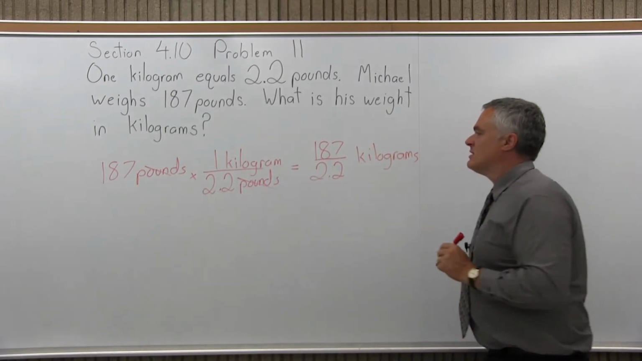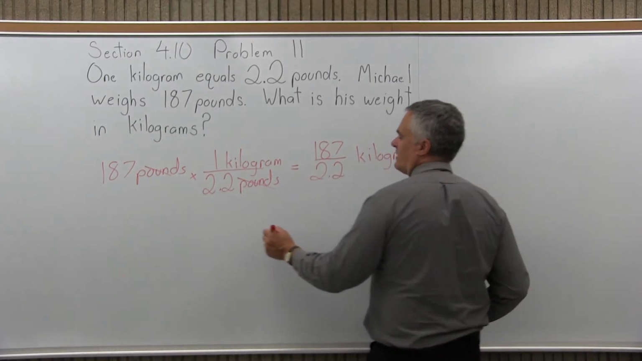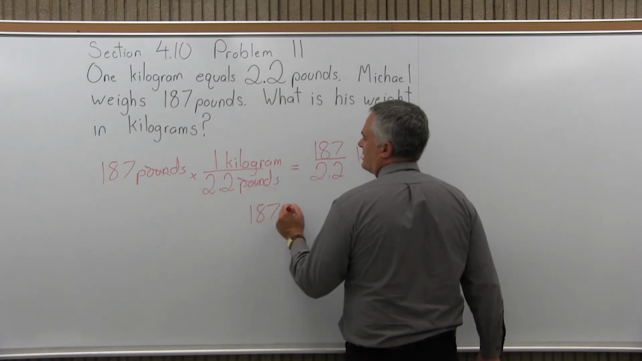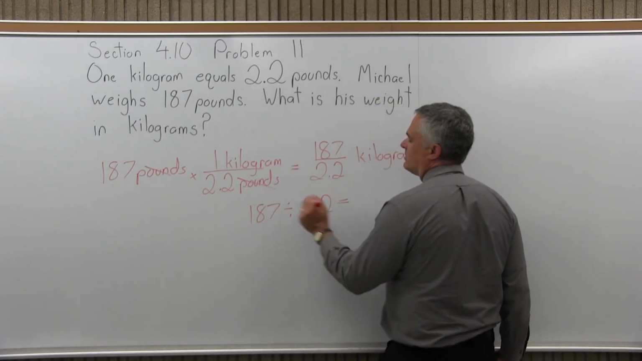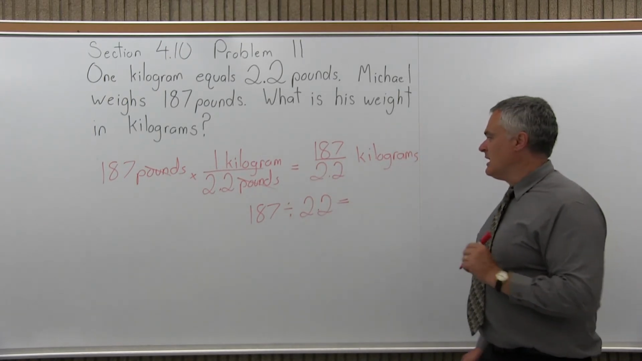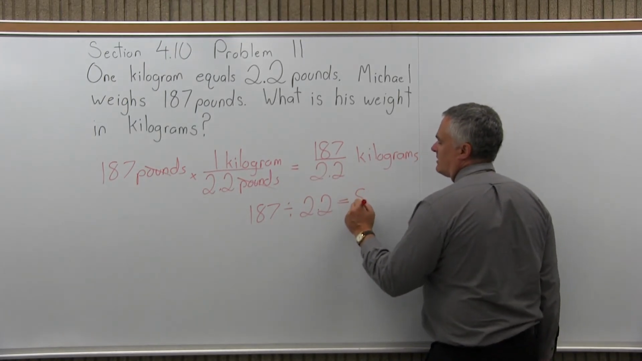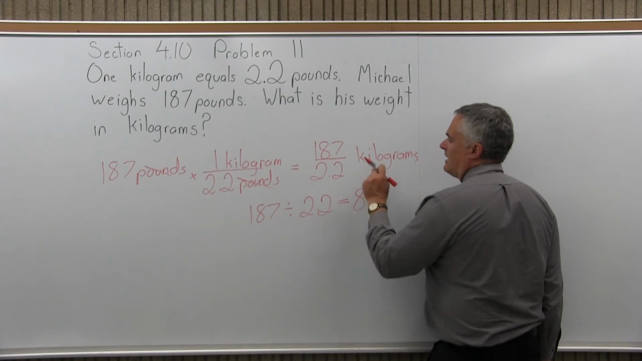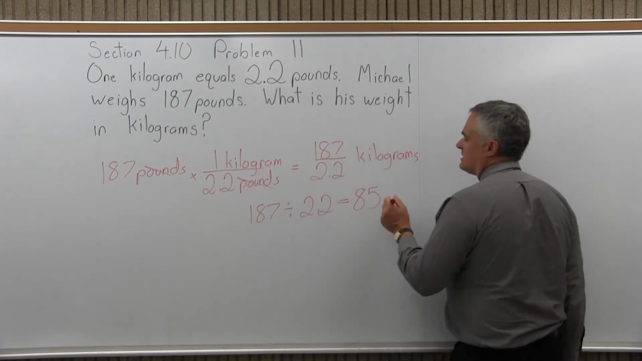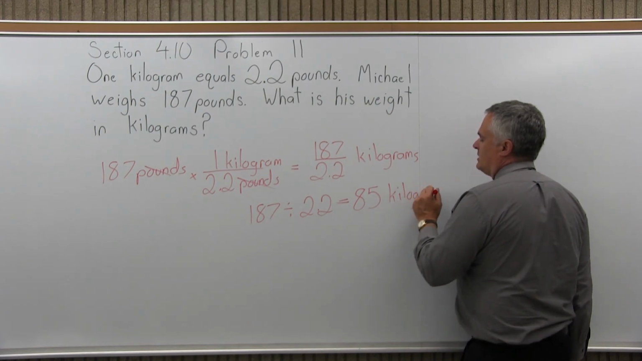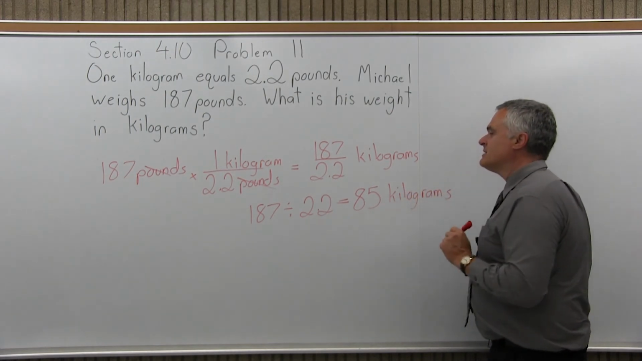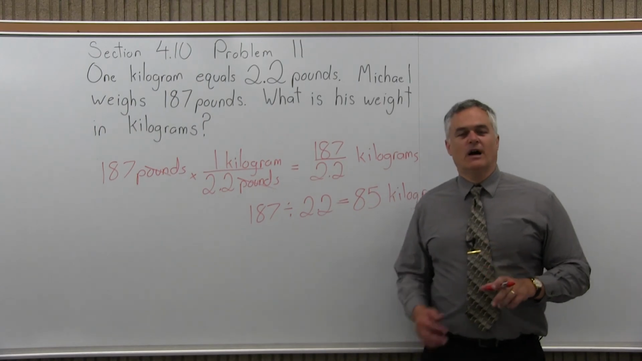Now that's not math you can typically do in your head, so I would use a calculator. Enter the numerator of 187 first, press the division button on your calculator, enter the denominator of 2.2, press equals. And the answer you'll get, the calculator will tell you 85. And again, you have to include the units of measure. That's what's important about this section. So the answer is 85 kilograms. So if Michael weighs 187 pounds, that's the equivalent to 85 kilograms.